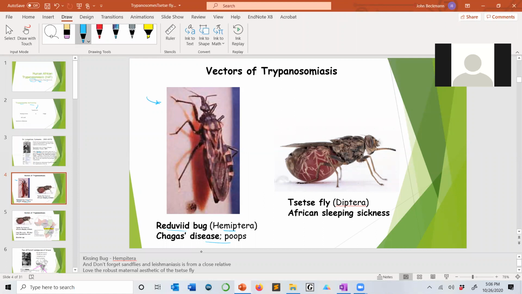This is the vector of the African diseases, the tsetse fly. So this is in the Diptera order. It's got two wings. It's a fly.